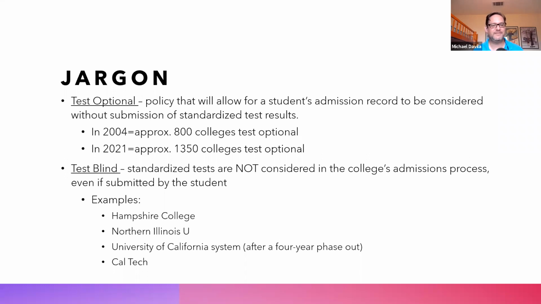Now, test blind is very different. Test blind means that the standardized tests are not considered at all. It doesn't matter if you flew to the college and handed them test results to their admissions director, they're not going to be used. And so here are some examples of that. Hampshire College, which most of us are not going to apply to, that's a small liberal arts college in the Northeast. Northern Illinois University, that's a regional college that most of us are not applying to.